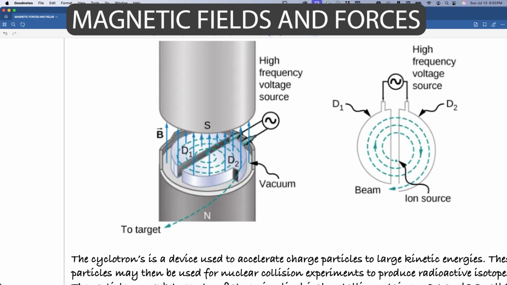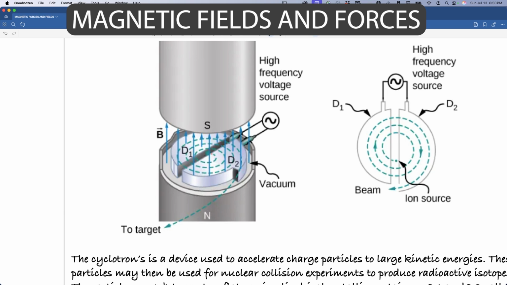Now, that being the case, let's assume that a positively charged particle comes out from here. This is a source that produces particles. So if it's positive, it's going to get attracted towards the D which is negative. According to this diagram, D2 is negative, so it's going to get attracted here. But do also remember that once it enters the D, there's no electric field. Do you remember that? There's no electric field inside a charged conductor. So there's no electric field, but there's a magnetic field.